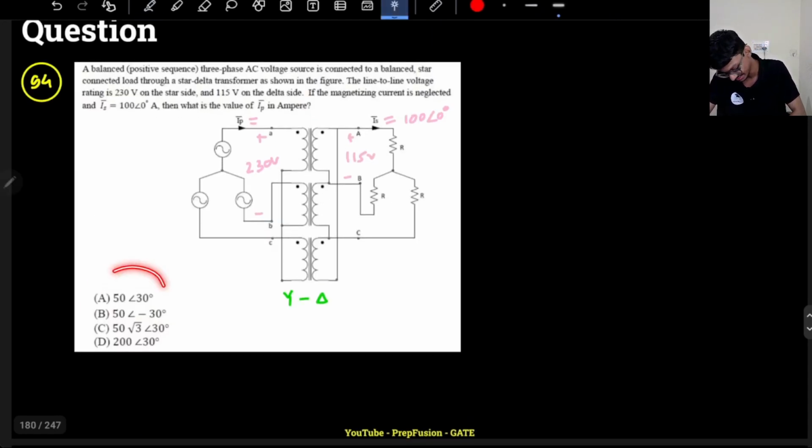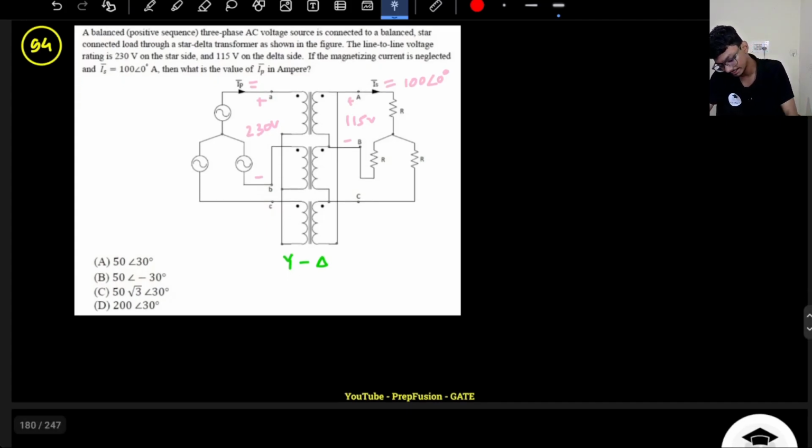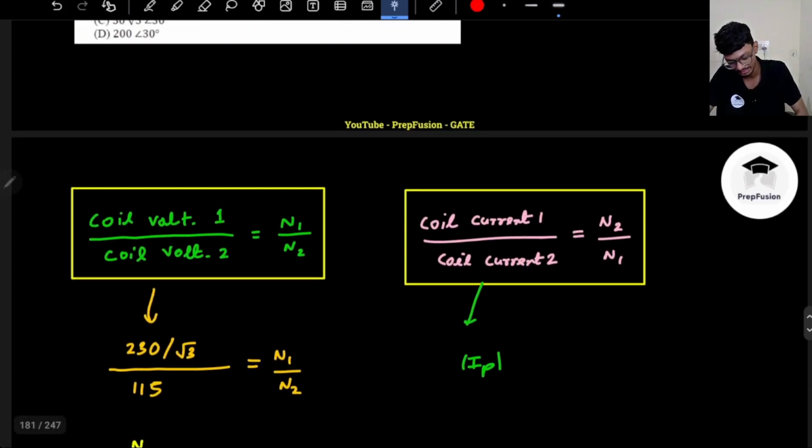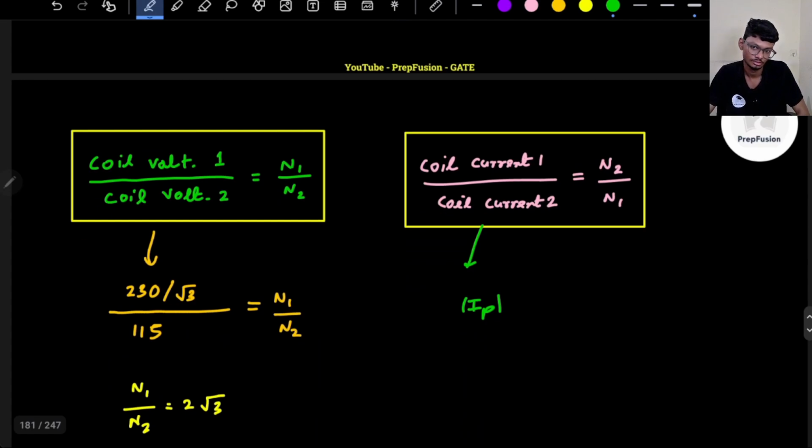Okay, they are actually asking the phase as well. That is actually pretty good. So if they are asking the phase, what will the phase be? I know in the delta side, the line current lags the phase current by 30 degrees. I will come to that later. Let me first of all at least discuss the magnitude. There are other ways to solve the magnitude as well. I will discuss that.